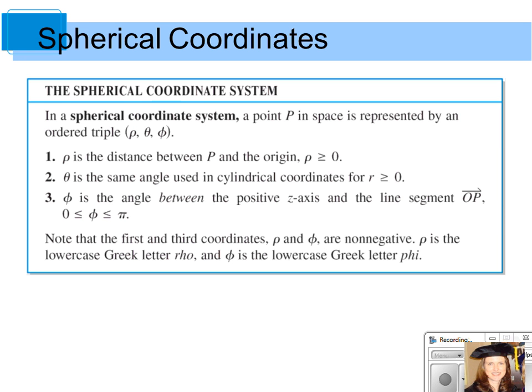Theta is the same angle that's used in cylindrical coordinates for a radius greater than 0. And phi, the Greek letter phi, is the angle between the positive z-axis and the line segment OP, where O is the origin, from the origin to the point in space. That angle phi should be between 0 and pi. Note that the first and the third coordinates, rho and phi, are non-negative, and rho is the lowercase Greek letter rho, and phi is the lowercase Greek letter phi.